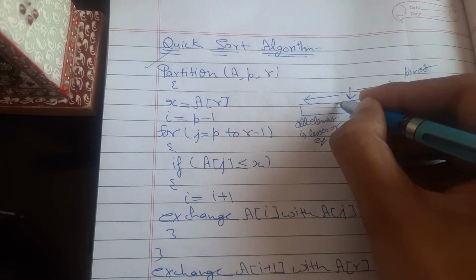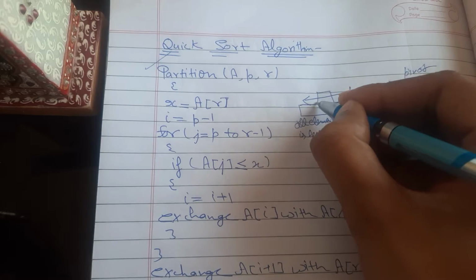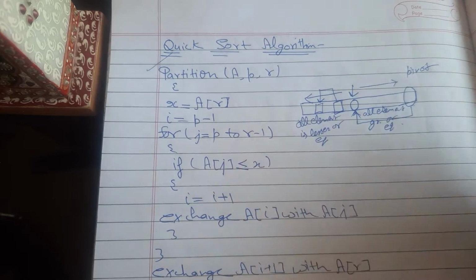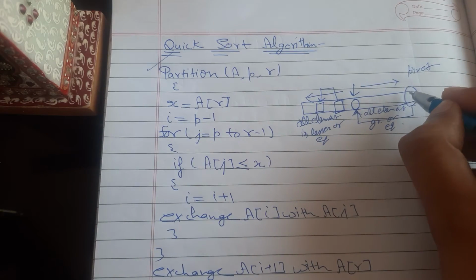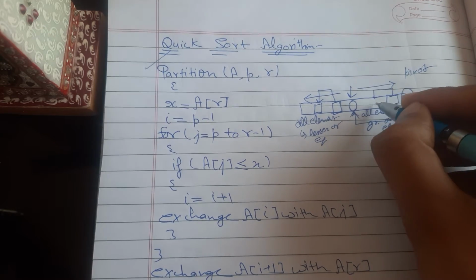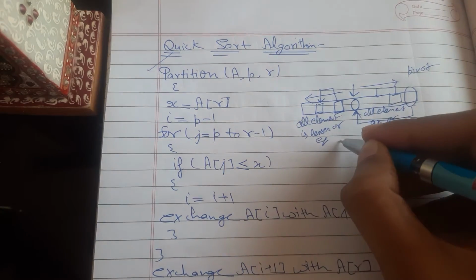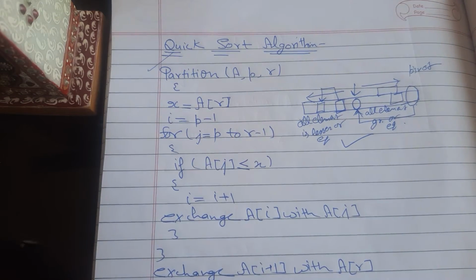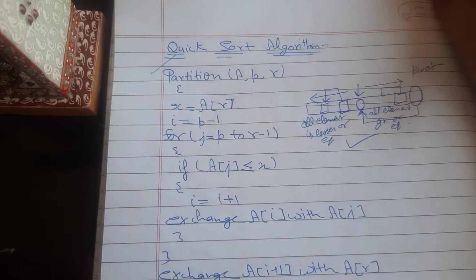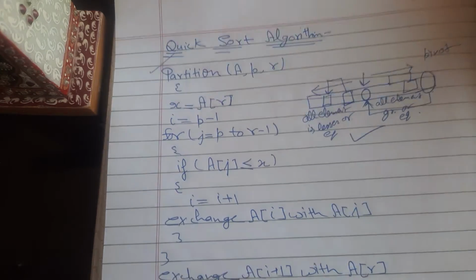We choose an element, the pivot, and put it into the correct position. And we choose an element from the right side and put it into the correct position. This way, it can be understood with the help of an example. So we first understand how the partition algorithm works.